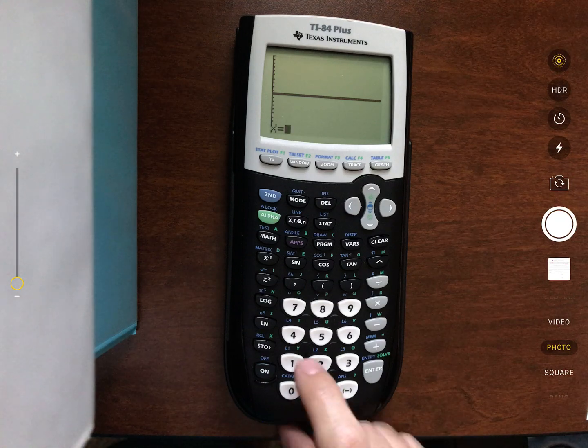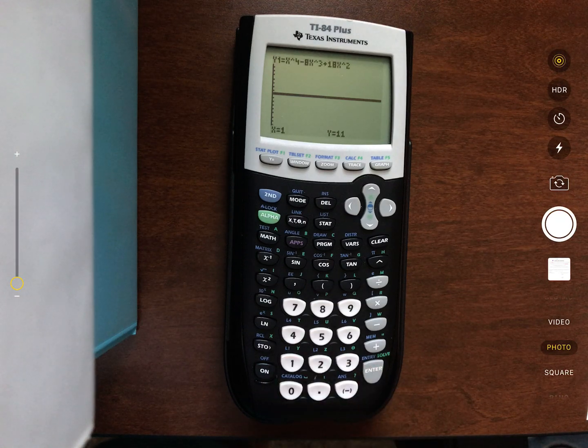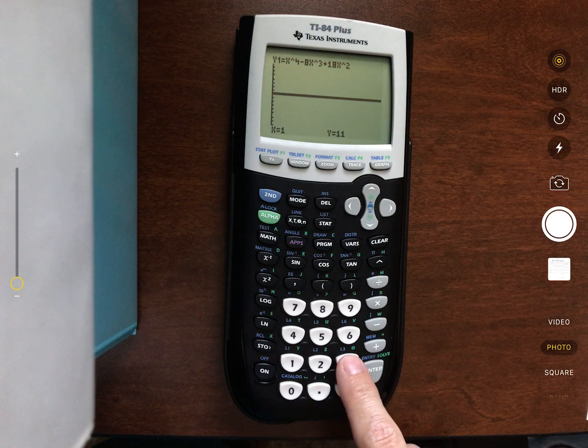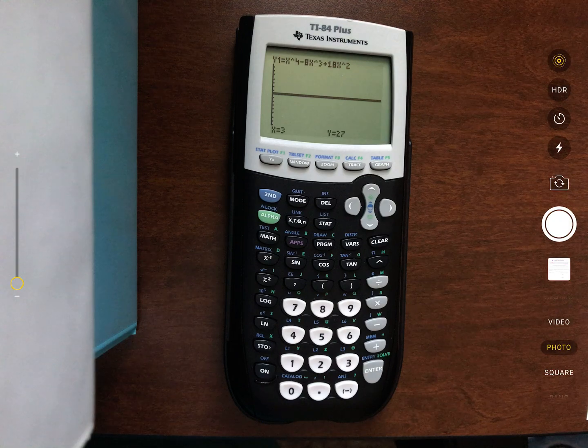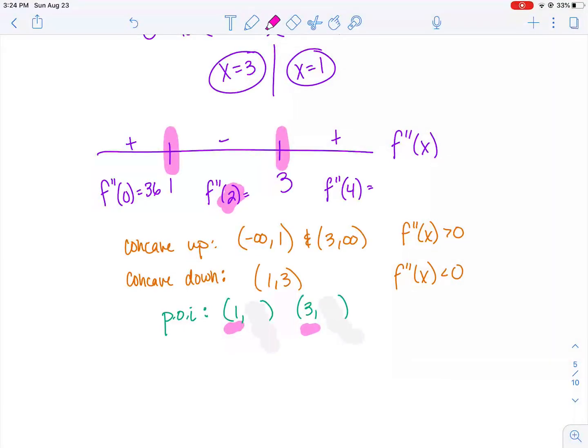It's taken a while to think. Okay, I want to find the value at x equals 1, 11, and I want to find the value at x equals 3. You notice I don't have to do anything. I just have to push 3 and it'll give me a new value of 27. So I have 2 points of inflection. I have points of inflection at 1, 11 and at 3, 27, all without having to type it over and over and over again in my calculator.